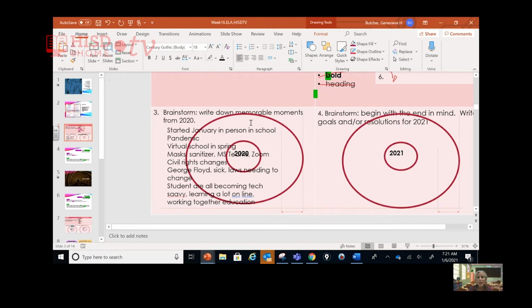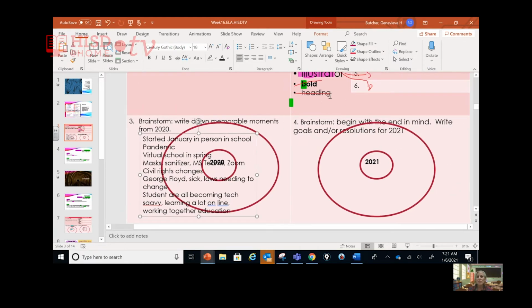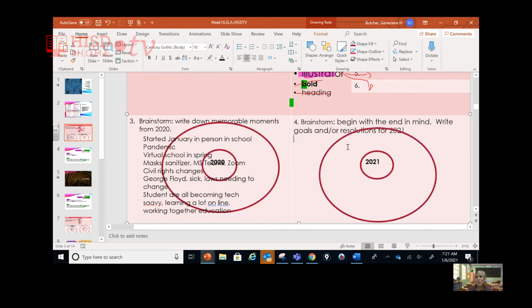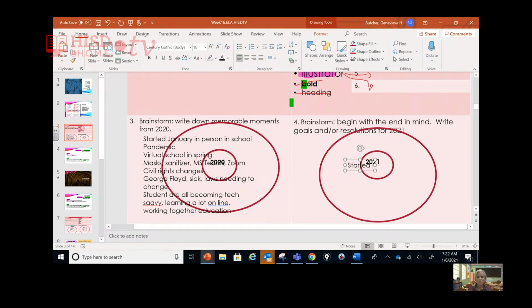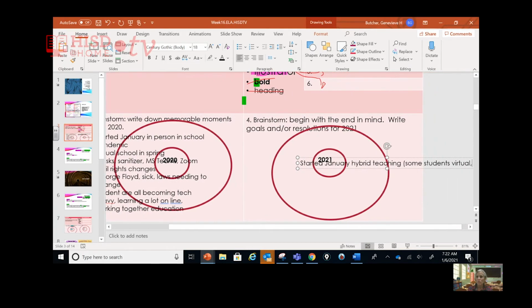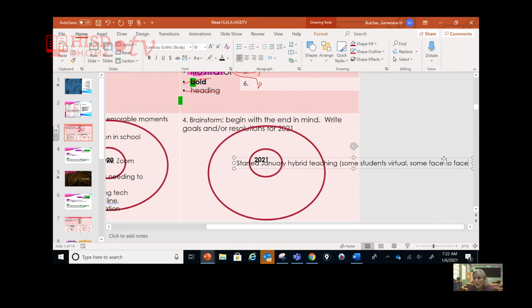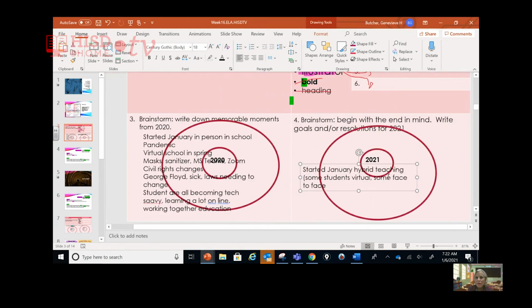Now, over here with 2021, what's it going to bring? Write goals and resolutions for 2021. Well, we know in January of 2021, I want everyone to go ahead and brainstorm 30 seconds, and then I'll add some more things in. Okay, some face-to-face, some virtual. We started January in-person hybrid teaching for many schools. Some students are virtual, some face-to-face. We have a vaccine.